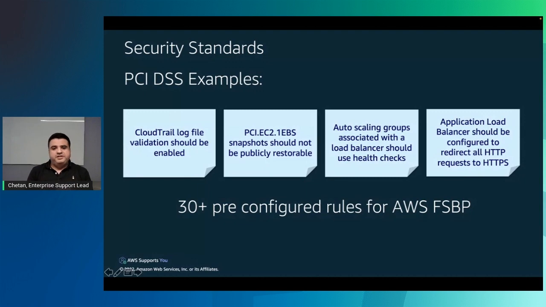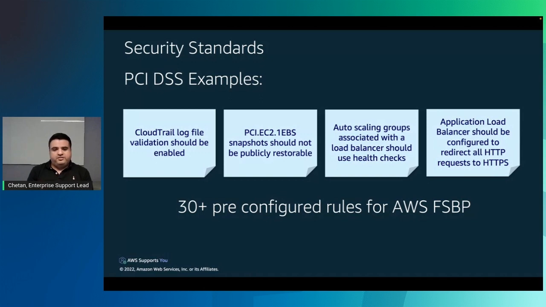So let's look at some of the examples, right? For example, PCI DSS 10.1 says that you should implement audit trails to link all access to system components to each individual user. This is where we have a check called CloudTrail should be enabled. We spoke about CloudTrail. It helps you to track the API activity within the account.